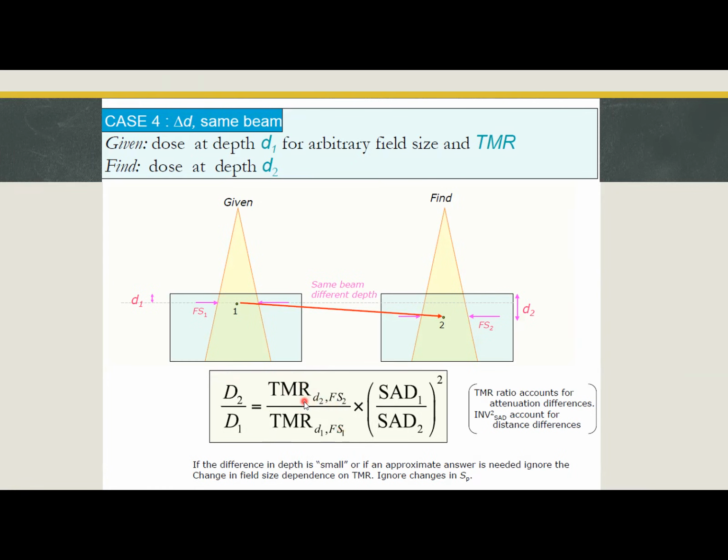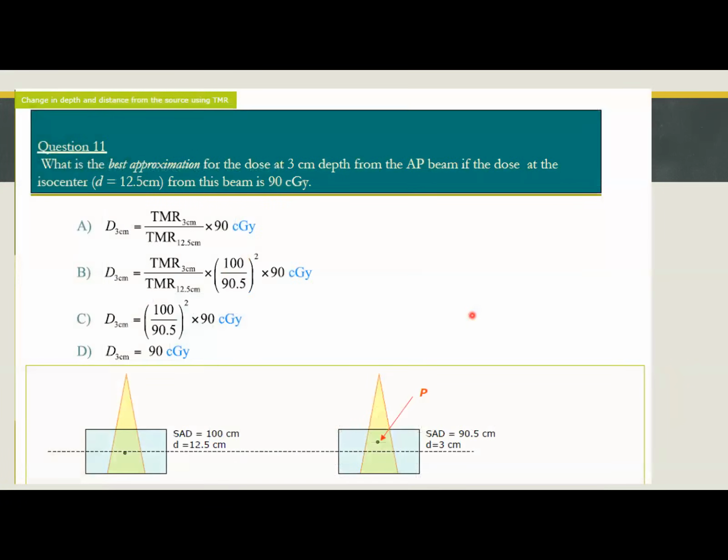The TMR ratio accounts for the attenuation difference, and the inverse square law accounts for the difference in distance. So the question is, what is the best approximation for the dose at 3 cm depth from the AP beam, given that the dose at isocenter from this beam is 90 cGy? The 90 cGy was at a certain depth, that is 12.5 cm. What will be the dose at 3 cm depth?